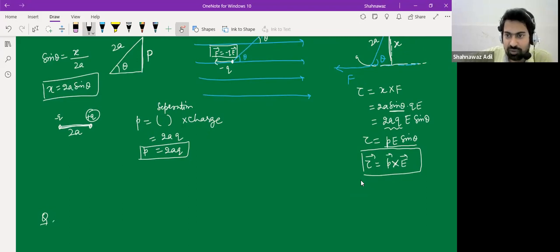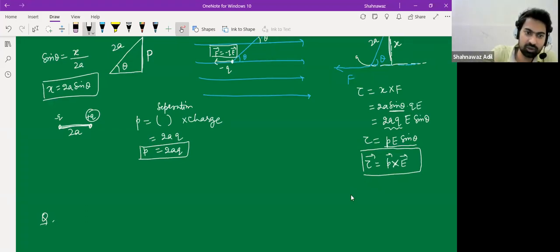Yes, sir. Because we are multiplying the moment and the electric field, and there is a sine theta beside that. You are multiplying two vectors and getting the magnitude of the two vectors and then the sine theta. That happens in the cross product. So that is why it is a cross product.